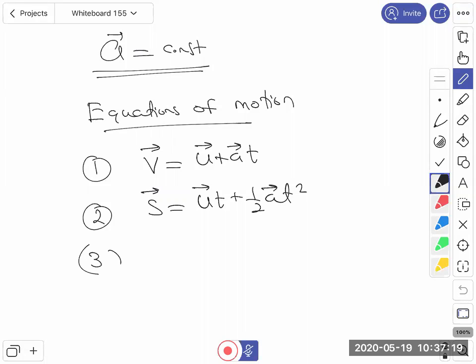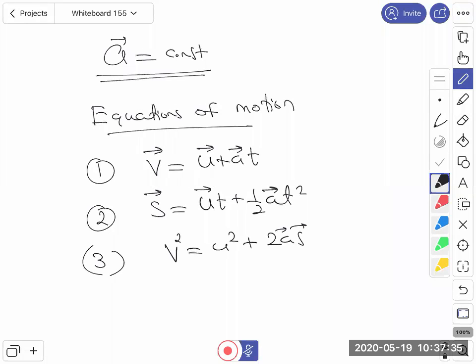And the next equation is v square minus u square is equal to 2as. And here also all these things become vector quantities. So these are the main three equations of motion.